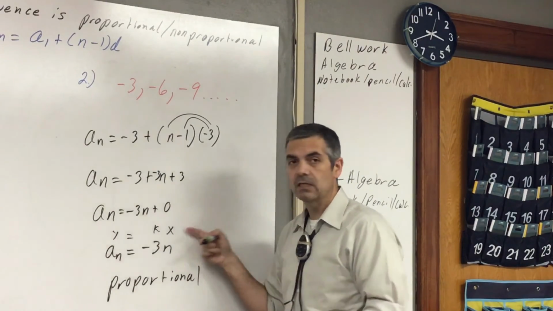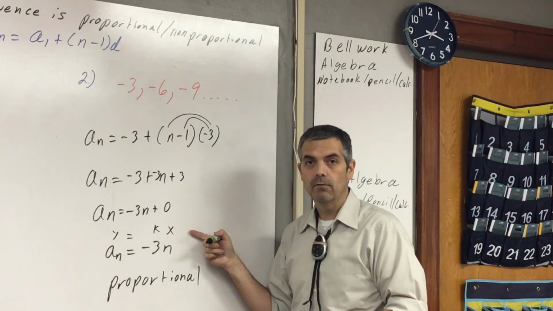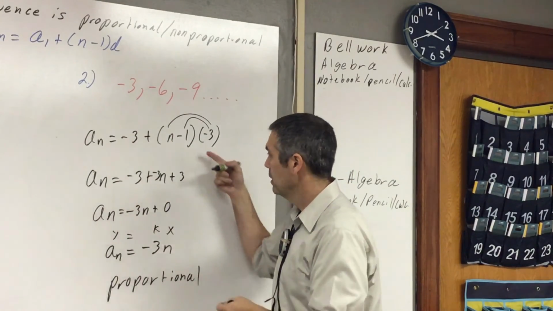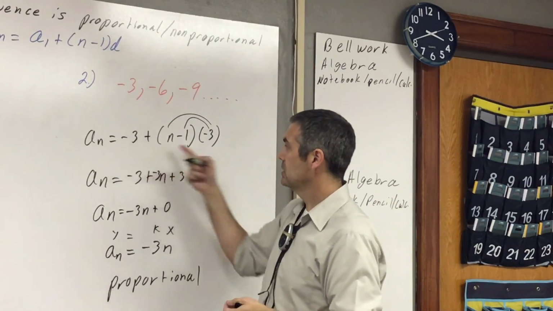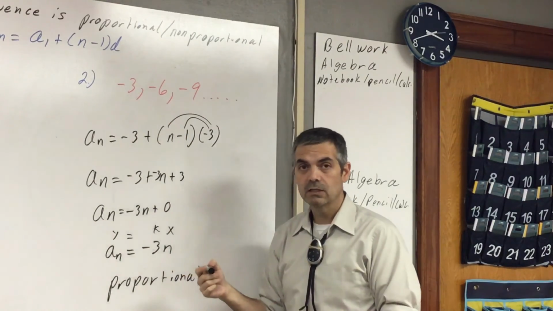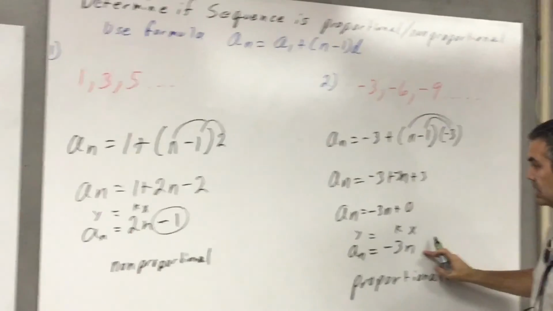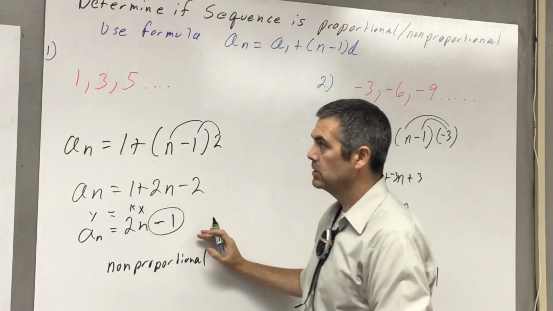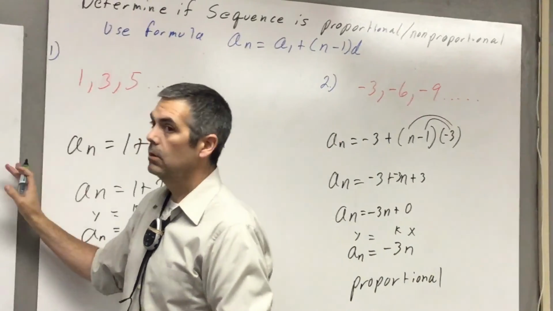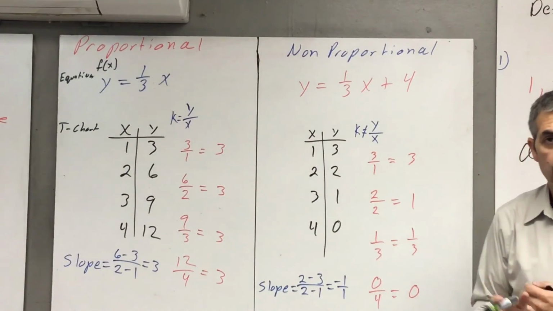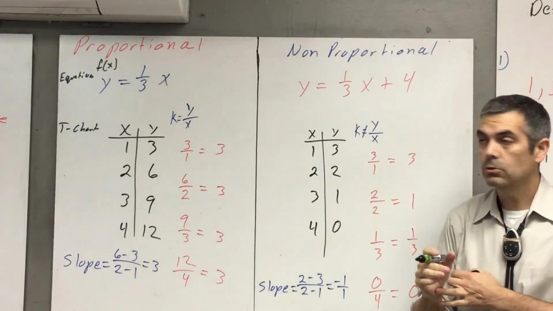It needs to fit this mold. That's what you're looking for. Okay? Make sure you distribute correctly. Make sure you have each term in the right spot. Make sure you recognize the difference, and you're going to be able to do this. Okay? Again, this is the equation. And if you look over here, these give you really good examples of what you're looking for, proportional and non-proportional.